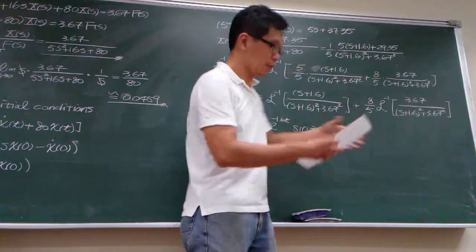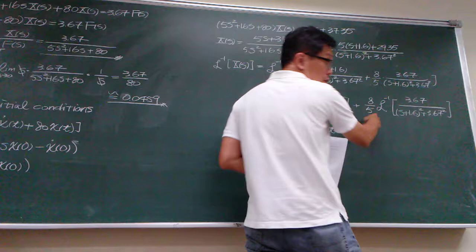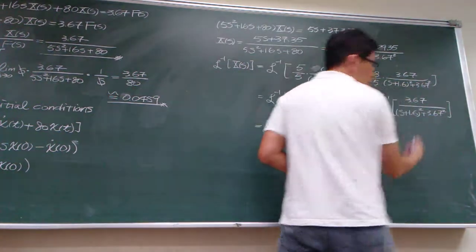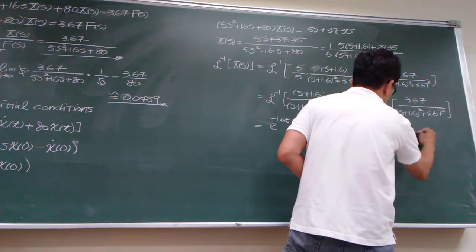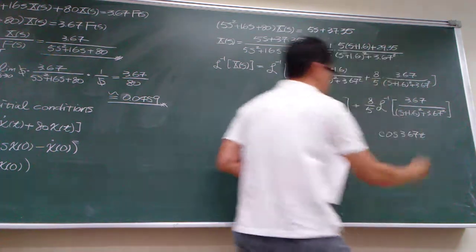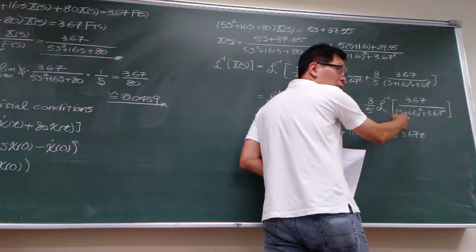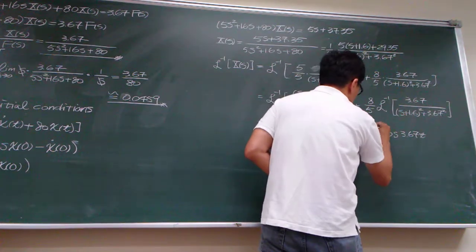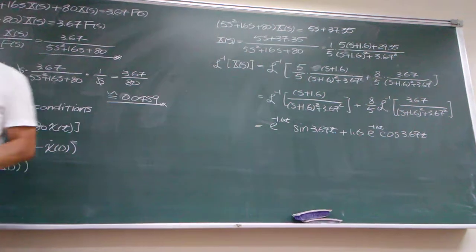For the second part over here, I'll have 1.6 because this is 1.6. This one over here is cosine, but again this one got s plus 1.6 over here, which is going to be something like this. Any question?